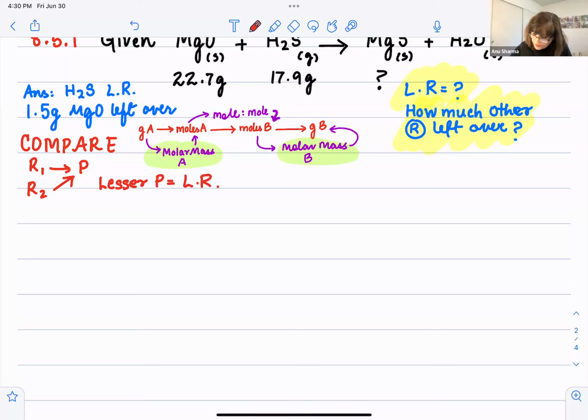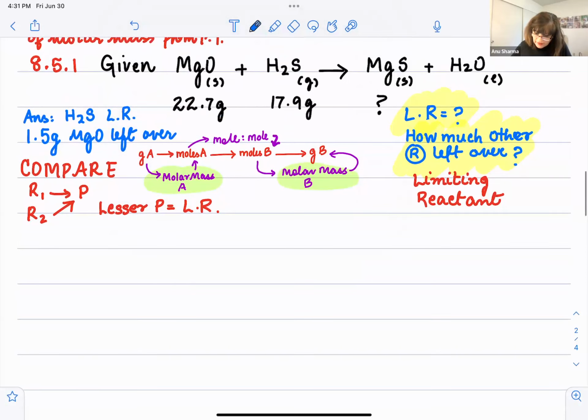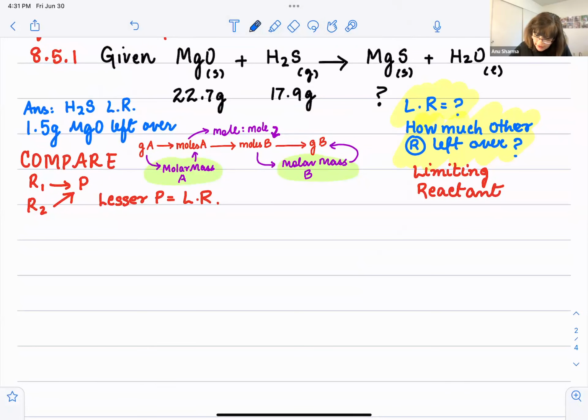Okay, so you know the limiting reactant is limiting, L-I-M-I-T-I-N-G, limiting reactant, R-E-A-C-T-A-N-T. Okay, now we are going to compare. Once again, in this case, we are looking at two things: the magnesium oxide and H2S, and we're going to find out how much of the magnesium sulfide or water can you produce, but I'm going to do magnesium sulfide.